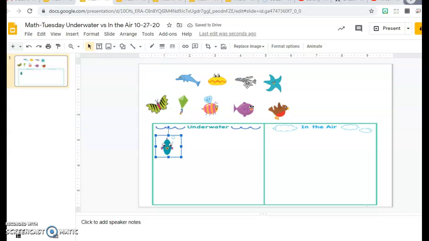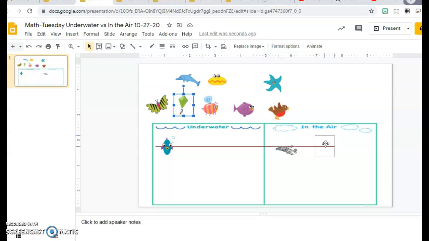Okay, here we have an airplane. Do the airplanes go underwater or do they go in the air? In the air, right? So we're going to move it and put it right here. All right? So here we have a kite. Underwater or in the air? In the air, that is correct. So you have to look at the animal and think about it. Should they go in the group of the underwater, or should they go in the group in the air? All right? I hope you like your homework. This is your homework, okay?